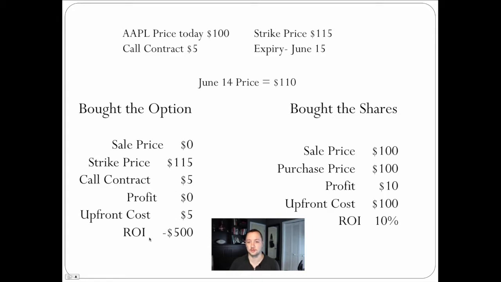So your return on the investment is a negative $500. Whereas if you had bought the shares for $100 and the price was now $110, you could have sold it for a $10 profit and you would have made a 10% ROI. So buying the shares was much safer, but when you bought the option, you had the upside of making 200, 300, 400% as long as the shares go up within that certain amount of time. But if they don't go up by very much or they don't hit your specific targets, you have a huge risk of that option being worth absolutely zero.